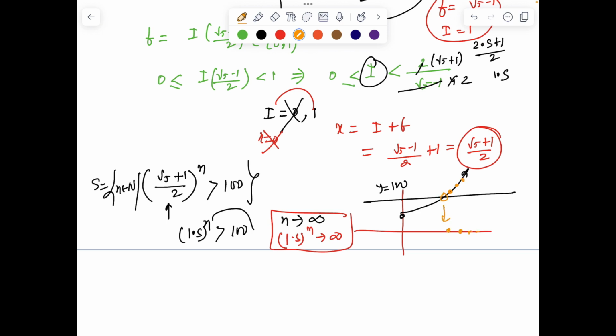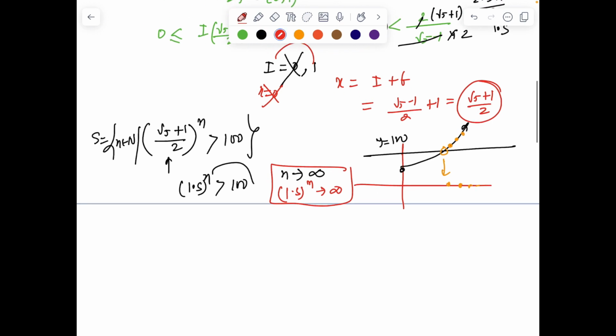It means I'll find the minimum value of n such that it will reach 100, or if it is more than 100. Now here the big problem is if I start approximating, let's say root 5 as 1.2 something, if you will give, okay, 2 point something actually it will come.